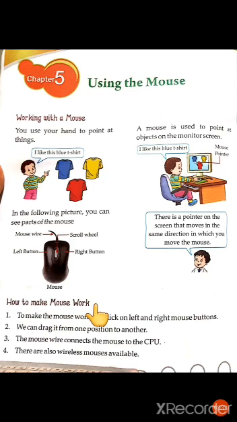Okay, how to make the mouse work? How does a mouse work for us? Number 1, to make the mouse work, we click the left and right mouse buttons. So we can use the mouse with the help of the left mouse button or right mouse button. Okay, we will keep our hand on the mouse, but if we do not press any button it will not do anything. We can drag it from one position to another. We can move the mouse from one position to another.